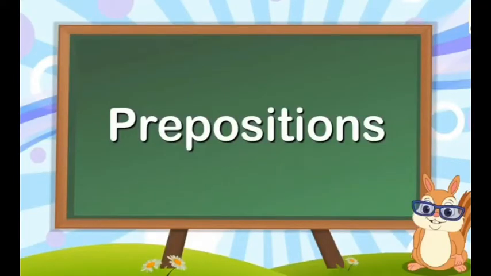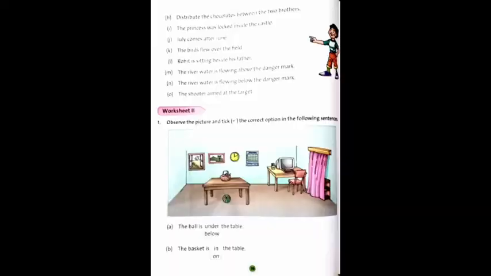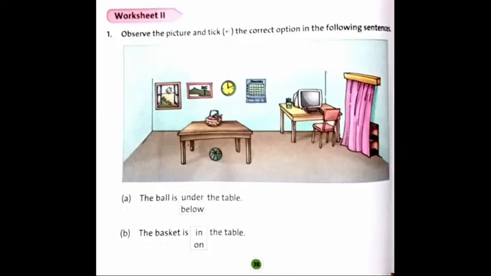Page 38, Worksheet 2. Observe the picture and tick the correct option in the following sentences. First of all, look at this picture carefully. According to this picture, you have to tick the correct options. First, the ball is dash the table. Under, below. Which one is correct? Now look at the ball. The ball is under the table. It means the answer under is correct.